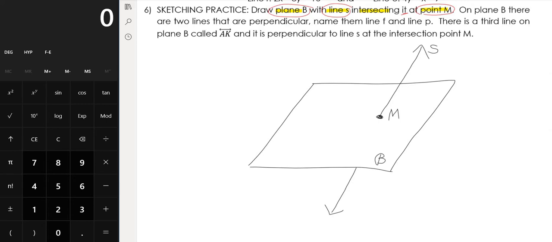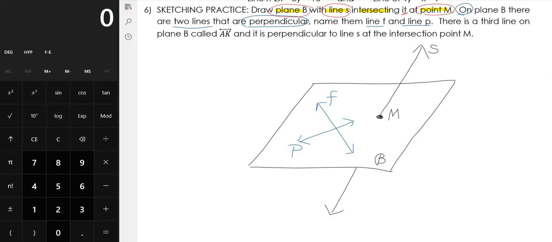On plane B, there are two lines. So on the plane, or in the plane, not cutting through, but on it, there are two lines that are perpendicular. So we're going to have to draw two lines that are perpendicular, and they want us to name them line F and line P. Okay, so let's go ahead and do two lines. Here's one. Now I'm going to draw one perpendicular. They asked to call it line F, and the other one should be called P.